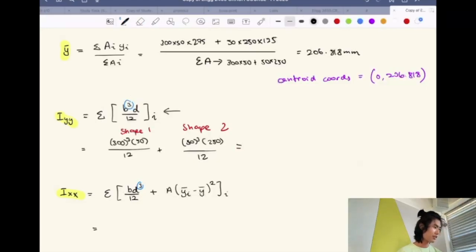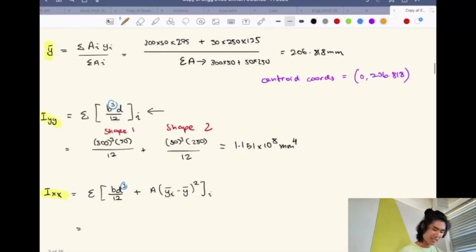So after you calculate it, it will be 1.151 times around 10 to the 8 millimeters quartic. You have to know that this is always going to be a quartic. If your moment of inertia is not a quartic, then you've done something wrong. And typically, this number will be around 6 to 7 to 8. Yeah, it will be a big number if you're doing it in millimeters.